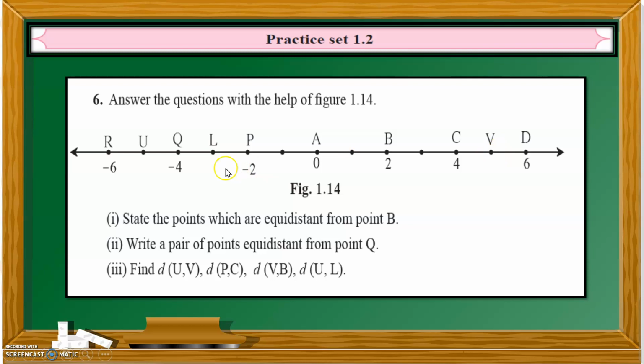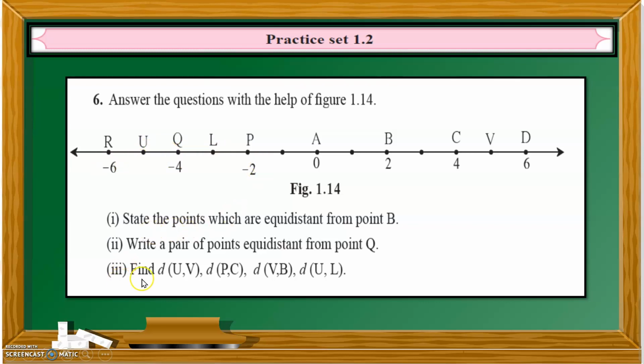Or if I take 4 units, 1, 2, 3, 4, on the right side also 1, 2, 3 and 4, it could be P and D. So which are the points which are equidistant from B? You can write point A and C or point P and D. Clear? Write a pair of points equidistant from Q. It's a similar question. Which pair of points are equidistant from Q? It could be U and L, or R and P.